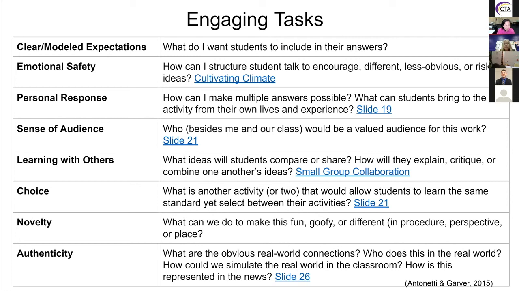How can you do that novelty? It could be something simple, like I'm going to show a movie clip to try to hook them in, but always be thinking about that. How can you keep them guessing what's going on?